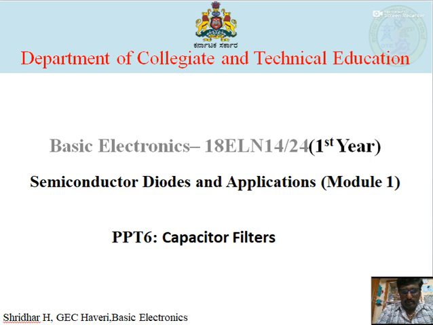Today we are going for your basic electronics subject. In module 1, semiconductor diodes and applications, we are going for session 6, that is capacitor filters. In this we are going for the filters and what a capacitor means. Already you have come across the previous session on half wave rectifier and full wave rectifier. If we connect a capacitor across it, what will happen? We are going for that.